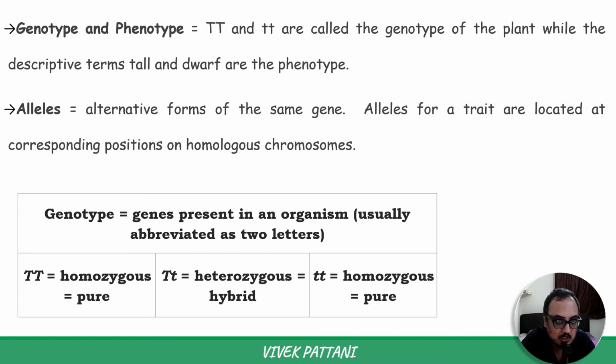Now the genotype: the genes present in the DNA of an organism. We use a pair of letters to represent them, as I previously described, to represent the genotype for a particular trait. These two letters exist because one codes for traits from the maternal organism and another comes from the paternal organism, so every offspring gets two codes. Again, genotype is the genes present in an organism, usually abbreviated as two letters.